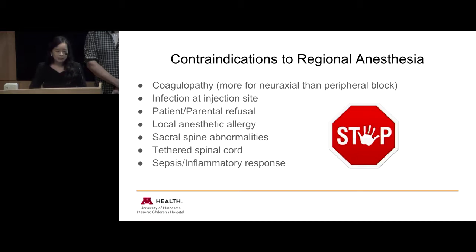In kids, you look at spine abnormalities, sacral dimples, which may indicate a tethered cord, and that would be a contraindication to, for example, a caudal block. Certainly if there's a kind of systemic inflammatory process going on, that probably wouldn't be the best idea to go ahead and do regional anesthesia for that kiddo.